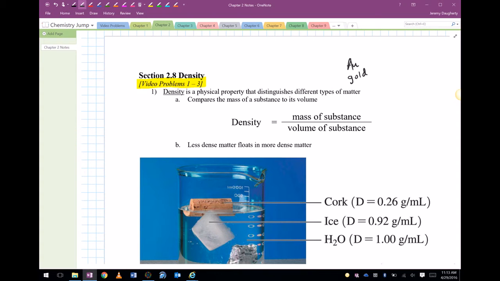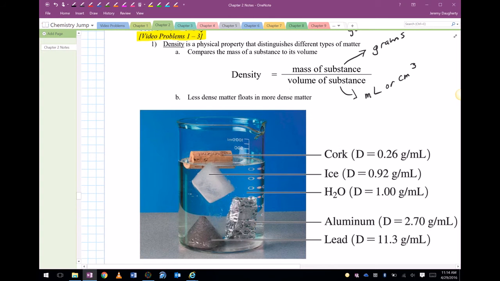Density can be used to distinguish matter, but you usually want several properties that you can verify. Density is one of them. Density is really a ratio. It's a ratio of the mass of the substance, which we learned is measured in grams, versus the volume of the substance, or how much space it takes up, which is measured either in milliliters or cubic centimeters. It just depends on whether you're measuring in milliliters or centimeters.